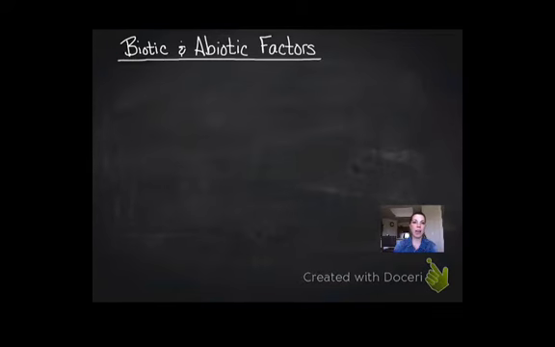So the first thing that we're going to start with is the words biotic and abiotic. So biotic and abiotic factors. Before we actually talk about the word biotic and the word abiotic, I want to actually talk about the word sexual and the word asexual.